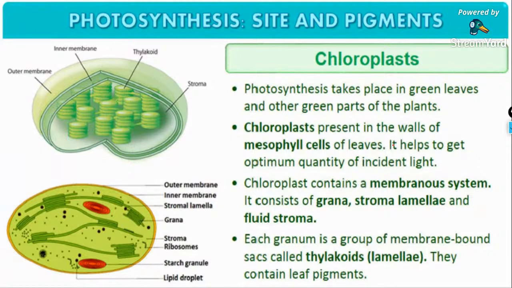Thank you. So, where does photosynthesis actually take place? That is the site of photosynthesis. The first question we are going to answer right now. So photosynthesis takes place in the green leaves of the plant and the other green parts of the plant. Mostly it takes place only in the green leaves of the plant.